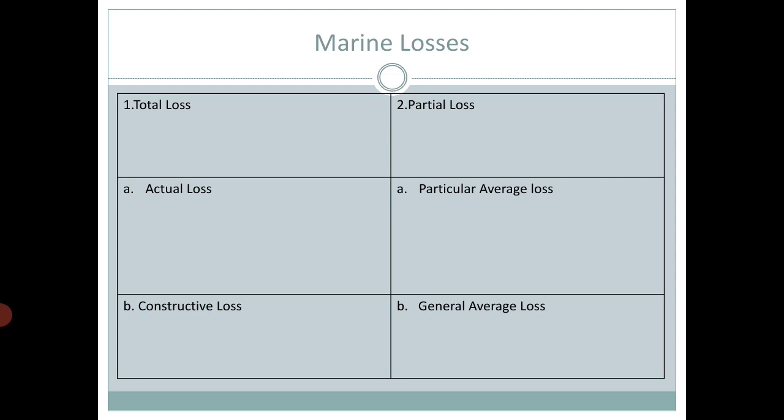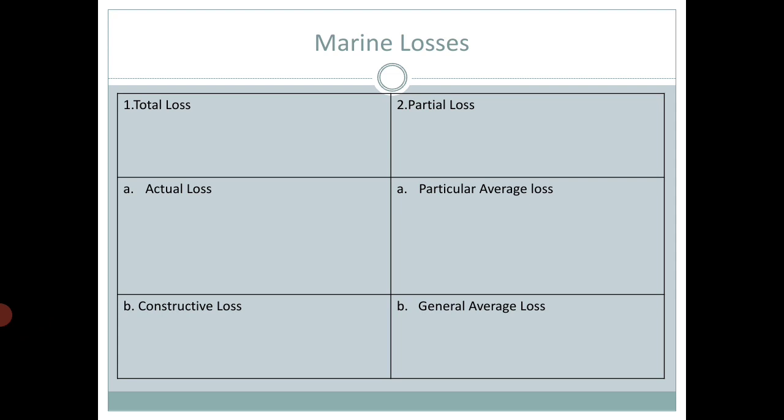Then the second part is constructive total loss. When the subject matter insured is not actually lost but is reasonably abandoned because its actual total loss is unavoidable, or the expenditure incurred for preservation of the subject matter from the actual total loss exceeds its value, it is determined as constructive total loss. For example, when the vessel is wrecked and the cargo from that vessel cannot be saved, or the expenditure of shifting the goods from the wrecked vessel will exceed the actual value of the goods saved.